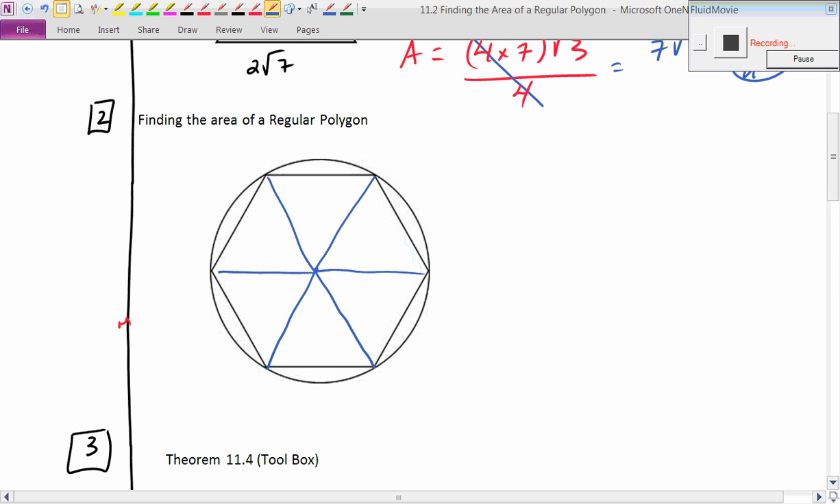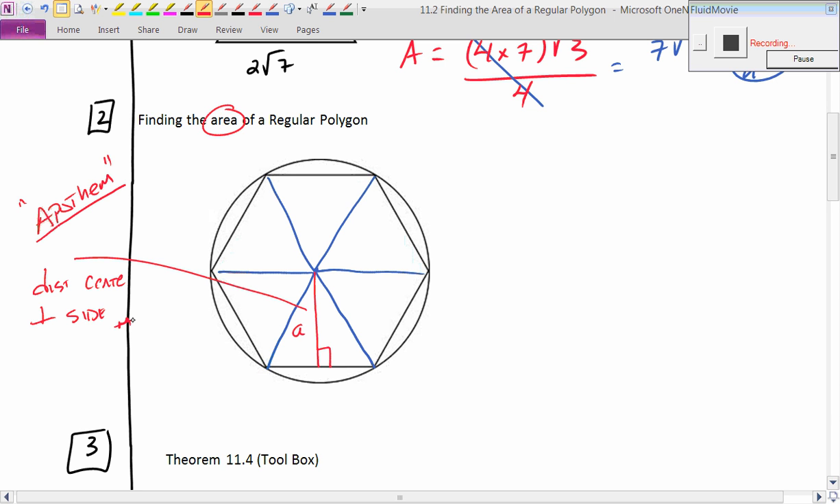All right, we're going to introduce a new term here, something that's called the apothem. It's a strange word. The apothem is going to be labeled A. And this is how you spell it: A-P-O-T-H-E-M. The apothem is going to play an important role in finding the area of any regular polygon. The apothem is our distance from the center perpendicular to a side. We're going to call it A.